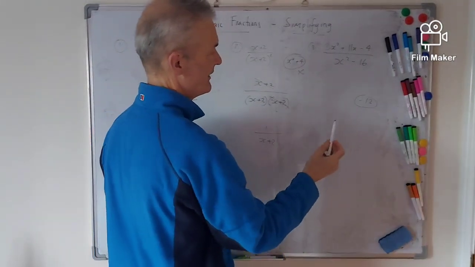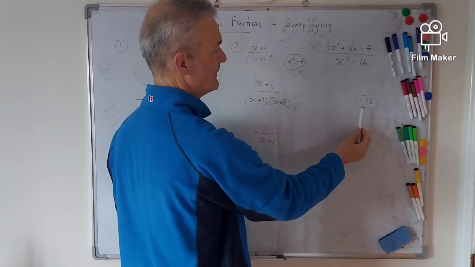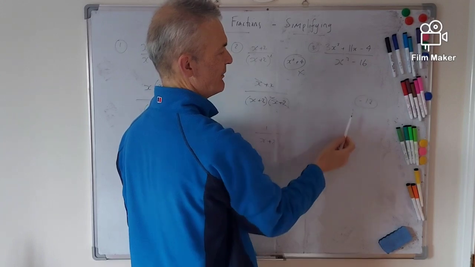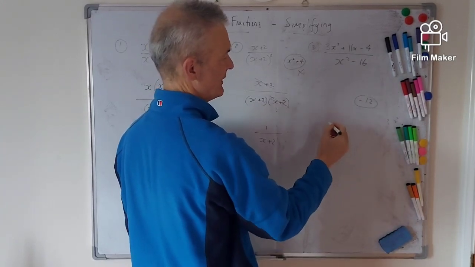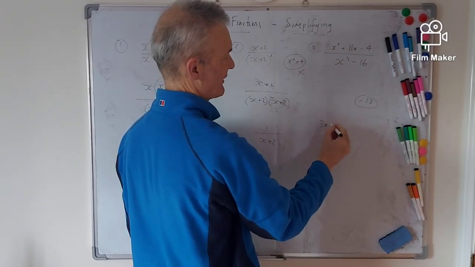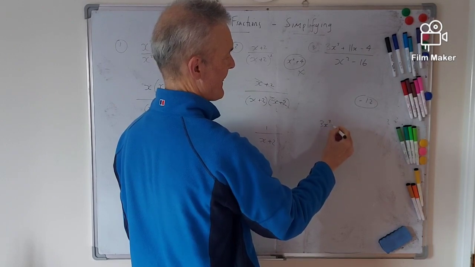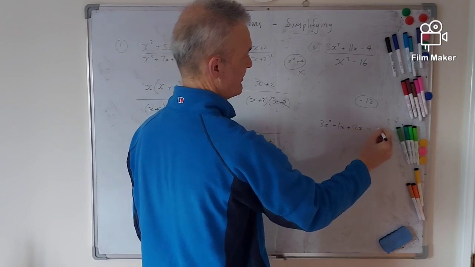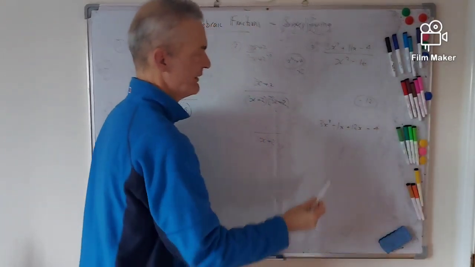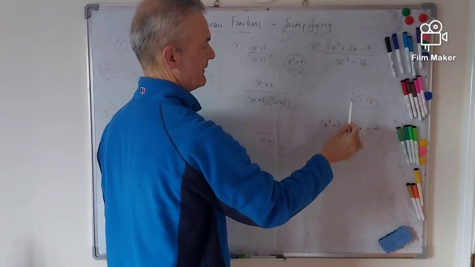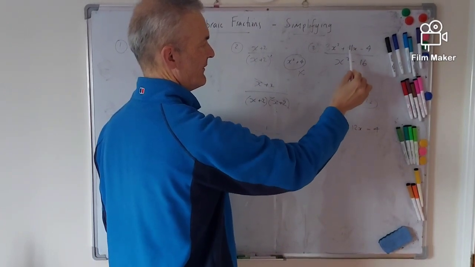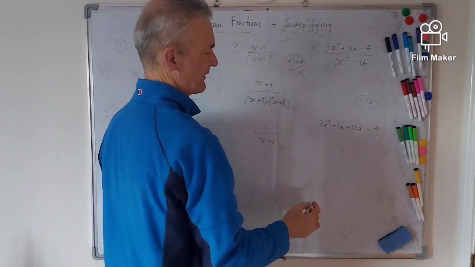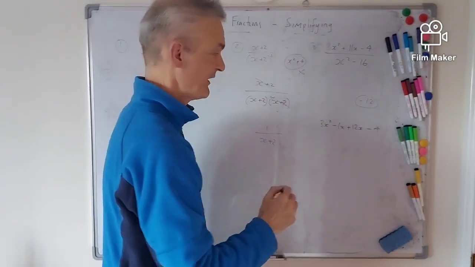So hopefully you can see that the two numbers are 12 and 1. So in order to get plus 11 here, we need plus 12 and minus 1. So I'm going to do 3x squared minus 1x plus 12x minus 4. So I've rewritten this. The 11x is now made up of this, 12x minus 1x. Now I can go about factorising it.